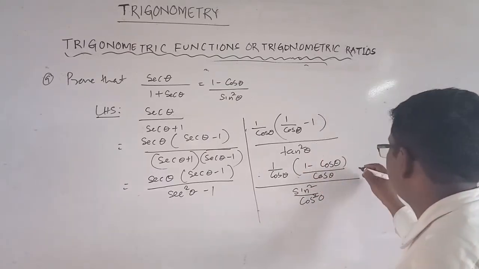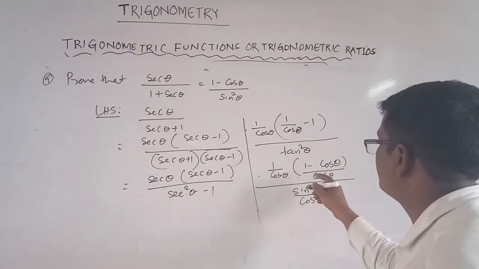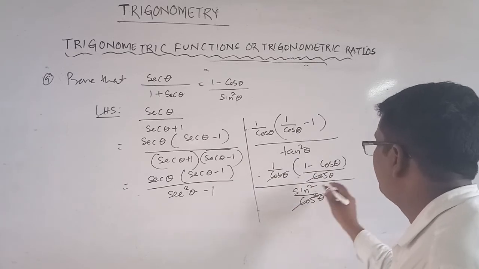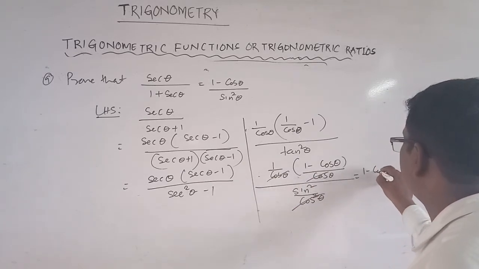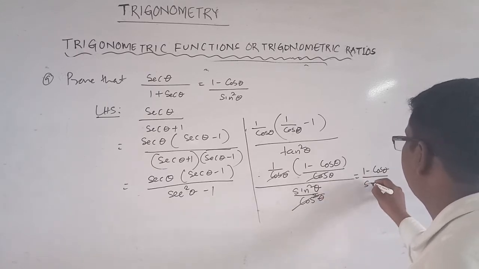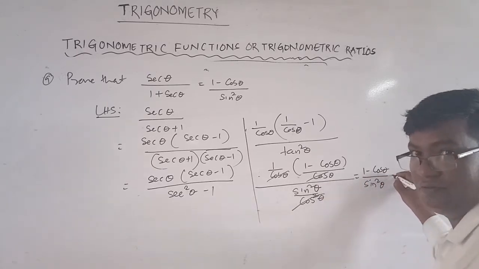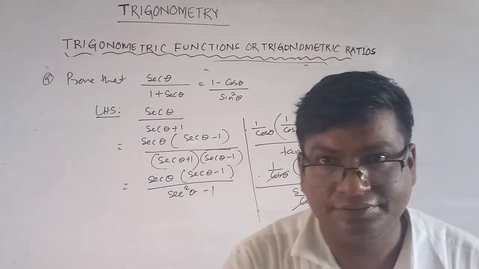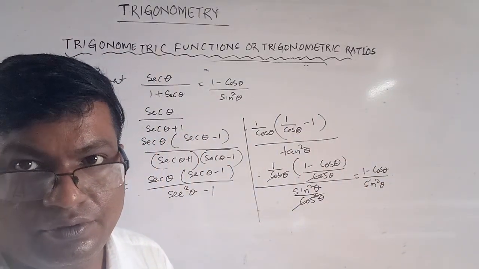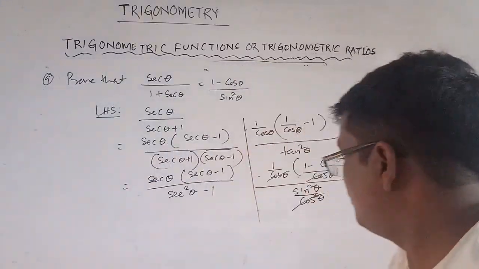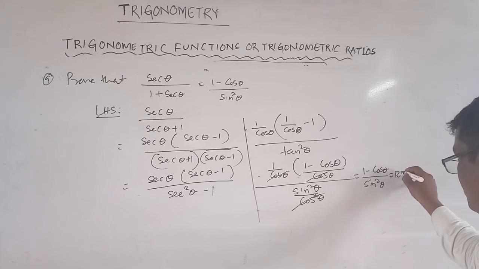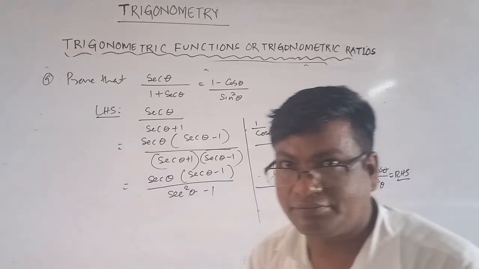So cos theta into cos theta is cos square theta, so this cancels. Remaining here is 1 minus cos theta by sin square theta, which is equal to RHS.